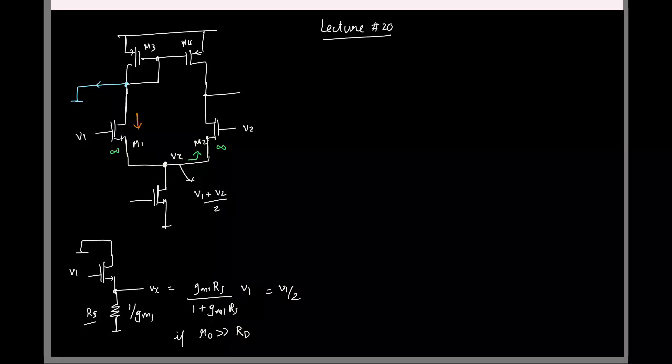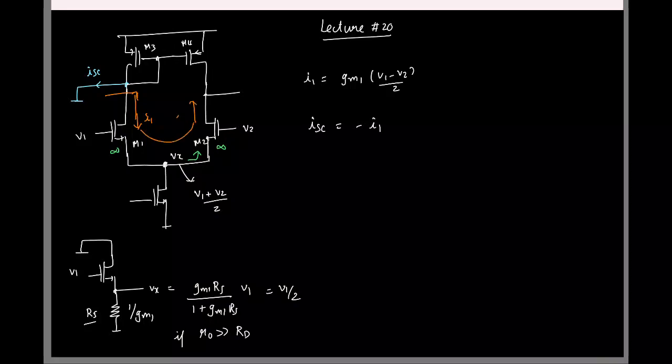So what is the current here? We call it I1. So this was GM1 times V1 minus V2 by 2. So where will this I1 flow? It will go to the short circuit here, right? So what is my short circuit current? Minus I1 due to this, but this current also flows here. So what will happen because of that?